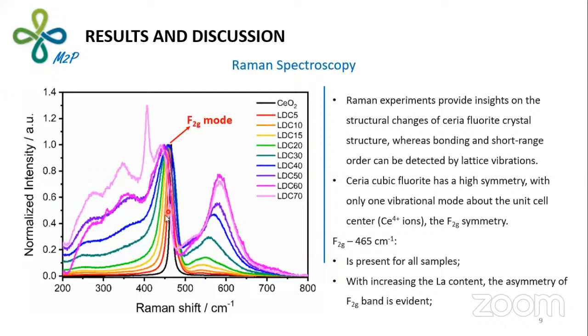As you can see for the other samples, this F2g mode is present, and there is an increase of the asymmetry with the increase of lanthanum doping. That is related to the decrease of the symmetry of this system.